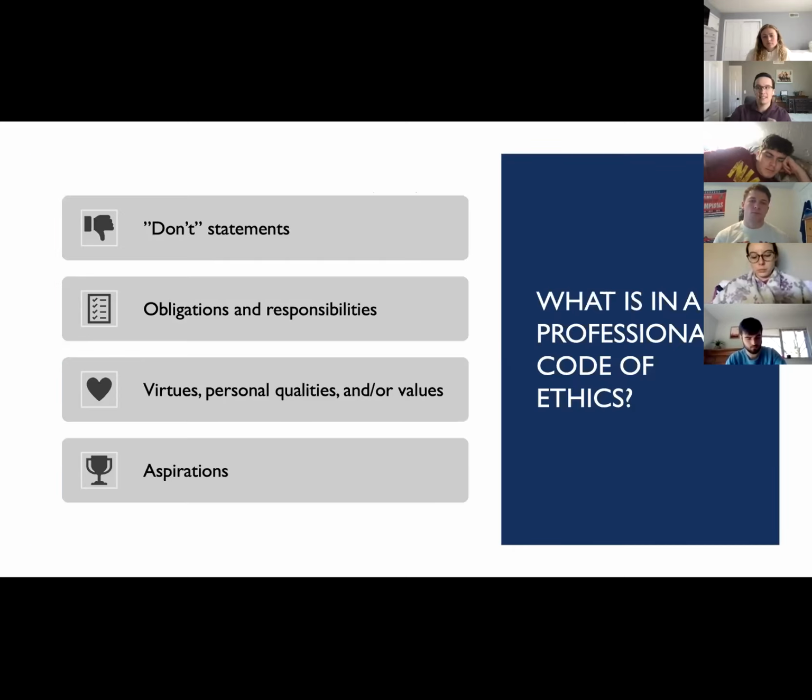So what exactly is in a professional code of ethics? There are four different kinds of statements that show up in these codes of ethics, and the text highlighted these. So we have don't statements, we have obligations and responsibilities, virtues, personal qualities and or values, and then finally we have aspirations as well. Okay, so let's go through each of these for just a little bit.